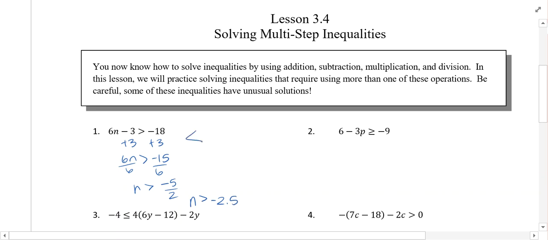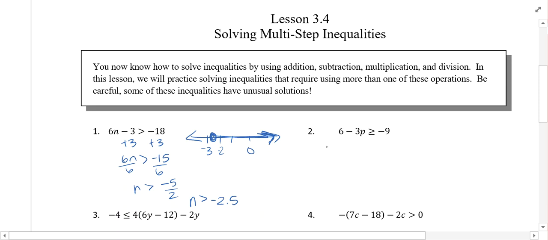It'll be negative 2.5. So if we're at negative 3, negative 2. Open circle. Ooh, it's supposed to be open circle. Sorry, I was trying to make it bigger. And going to the right.